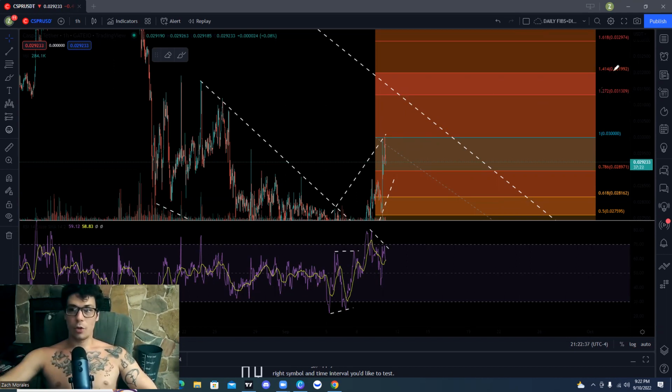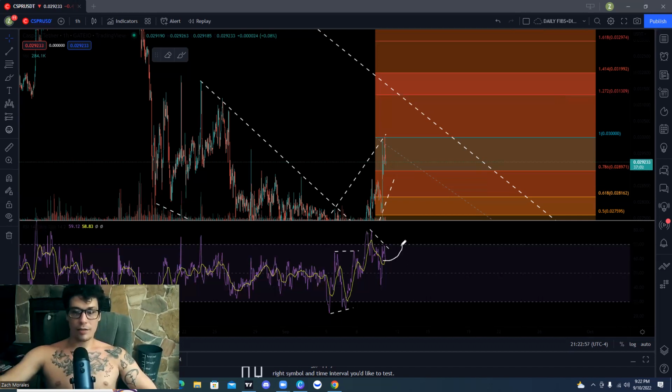Okay. 0.013992 is your second target, and 0.032974 would be your third target. Okay. That's if we remain fully bullish. Okay. And we're able to keep this momentum. Again, we do have the bearish divergence to be cautious of.